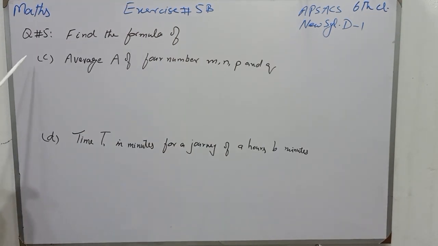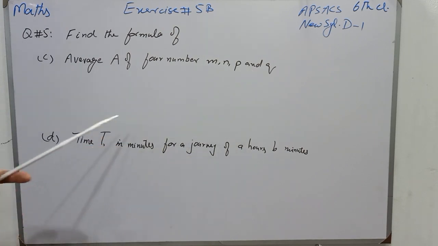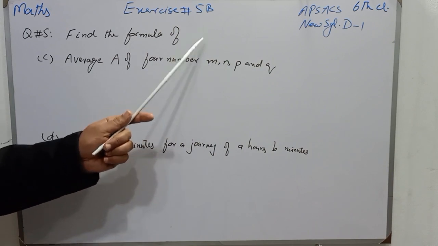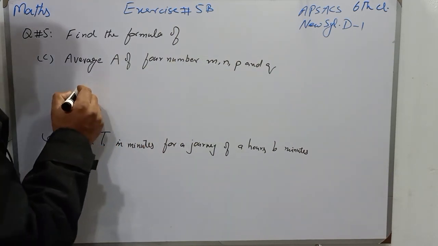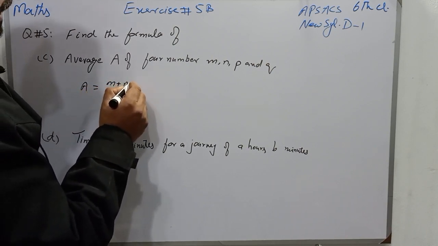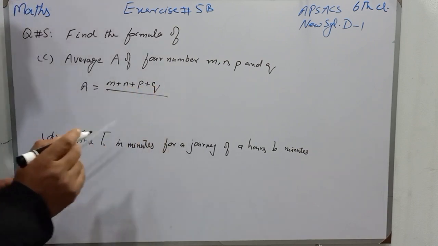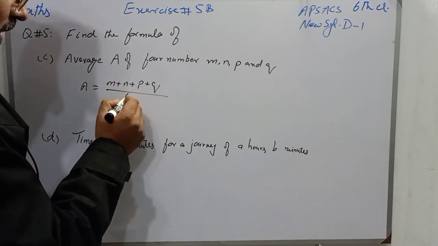Students, C part of question number 5 is we have to find the formula of average J of 4 numbers M, N, P and Q, and average means that we have to sum up all the 4 numbers and divide the 4 numbers with 4. So average will be A is equal to M plus N plus P plus Q over, there are 4 numbers, 1, 2, 3 and 4, and it will be divided by 4.